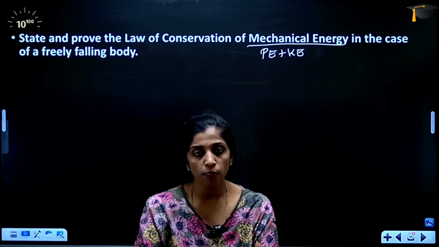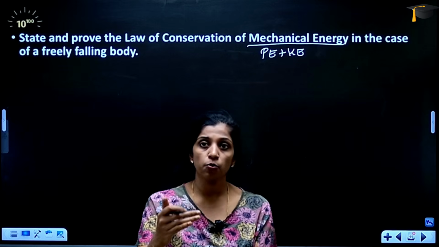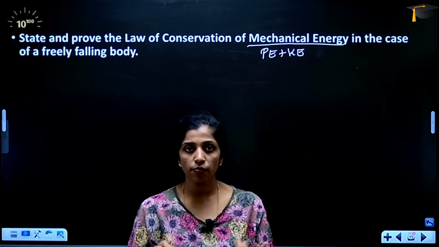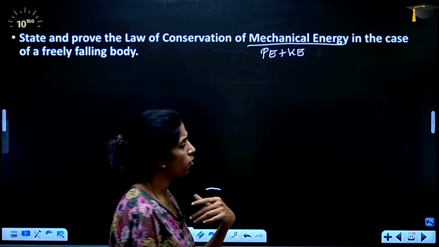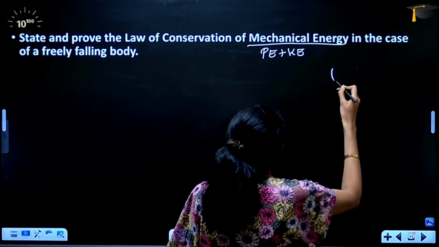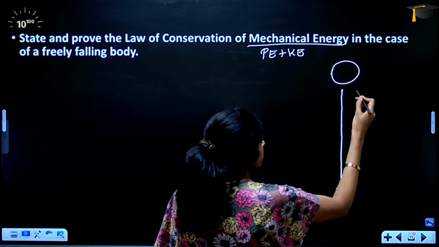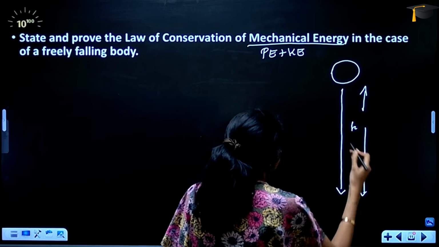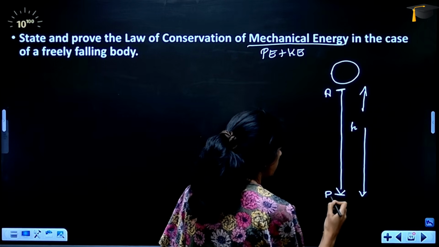Since it is a freely falling body, throughout the motion we should prove that the energy remains constant at every interval. That's what we are going to prove over here. So now let me draw an object which is falling freely. This is at a height h, and let me take this position as A and this position as B.